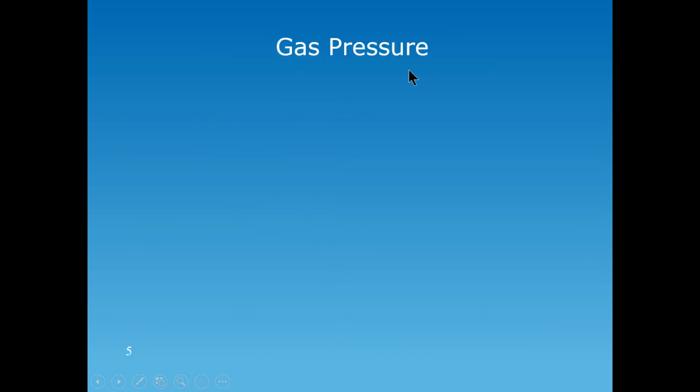Okay, so we talked about pressure earlier. We're going to talk about it in more detail. What is pressure? Well, by definition, pressure is a force exerted on an object or on an area per unit area.